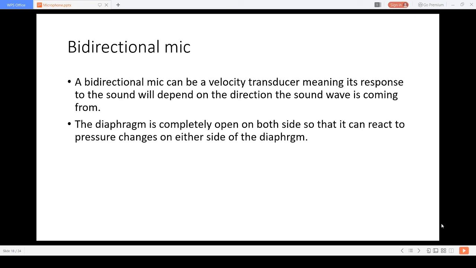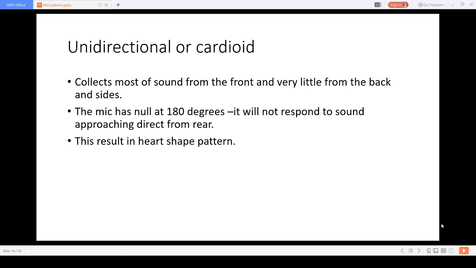Bidirectional mic: a bidirectional mic can be a velocity transducer, meaning its response to sound will depend on the direction the sound wave is coming from. The diaphragm is completely open on both sides so that it can react to pressure change on either side of the diaphragm. A unidirectional or cardioid mic collects most of the sound from the front and very little from the back. The mic has a null at 180 degrees. It will not respond to sound approaching directly from the rear. This results in a heart-shaped pattern.